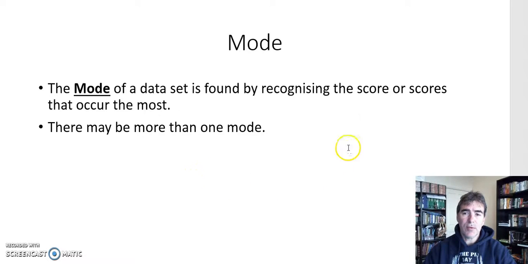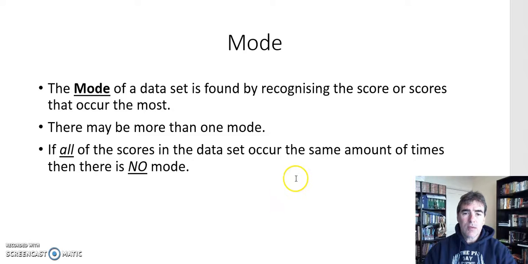So if we have a few scores that occur the same amount of times, that occur the most, then we have more than one mode, whatever those scores may be. If all the scores in the data set occur the same amount of times, then there is no mode, because there's no one that stands out more than another.